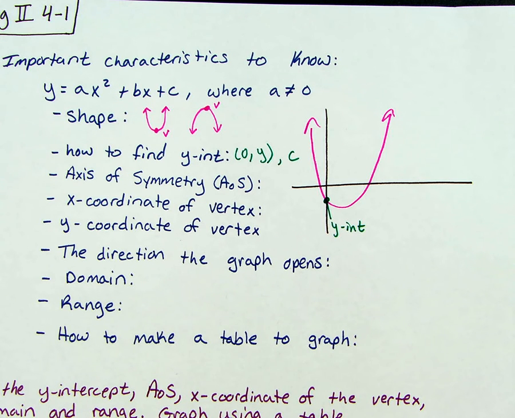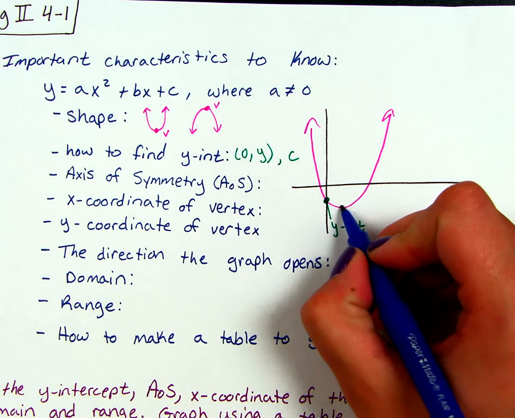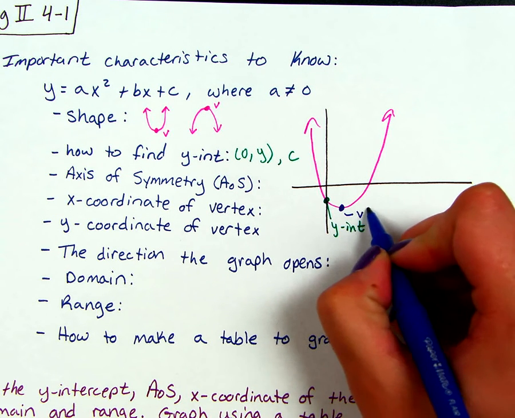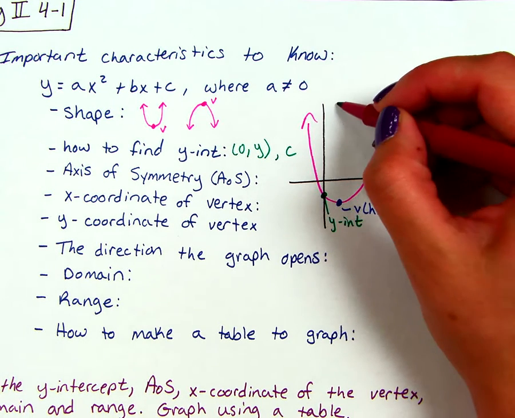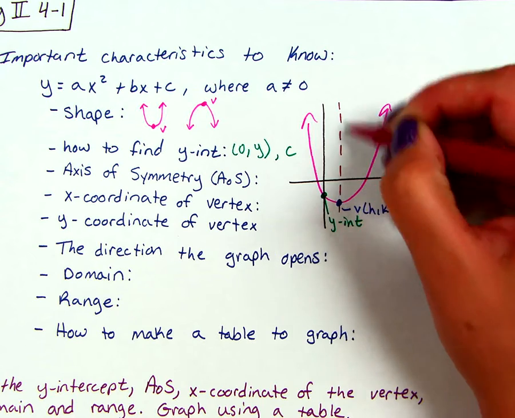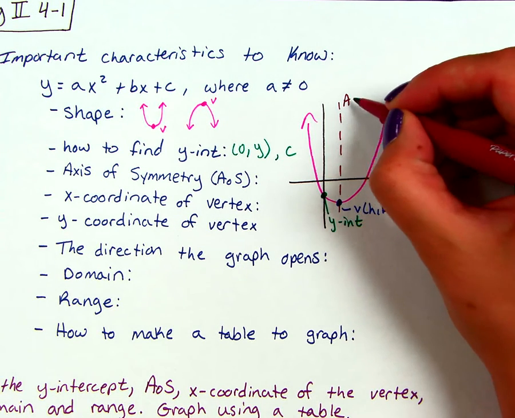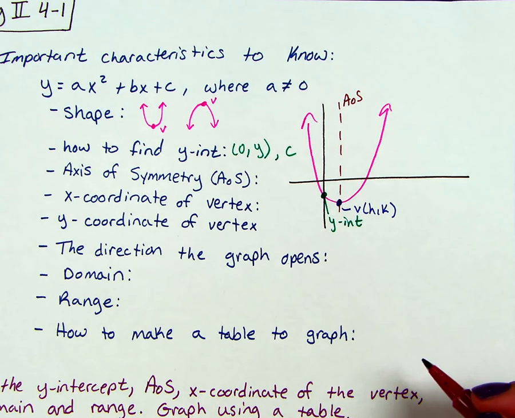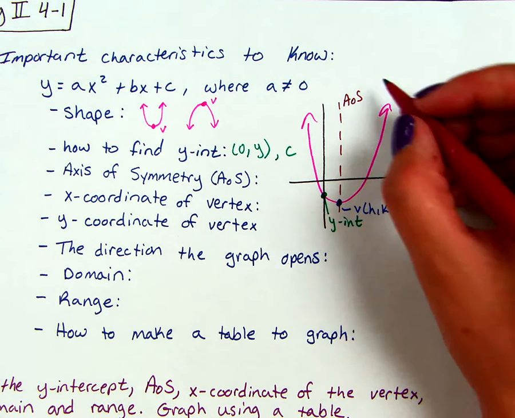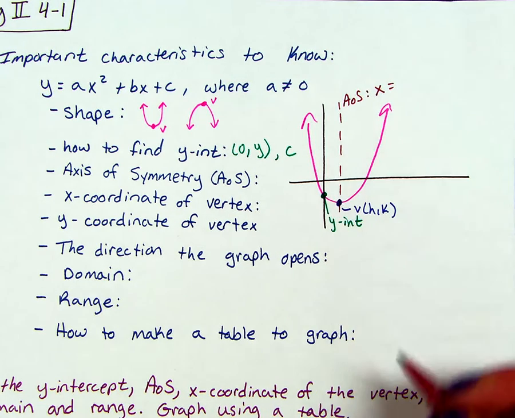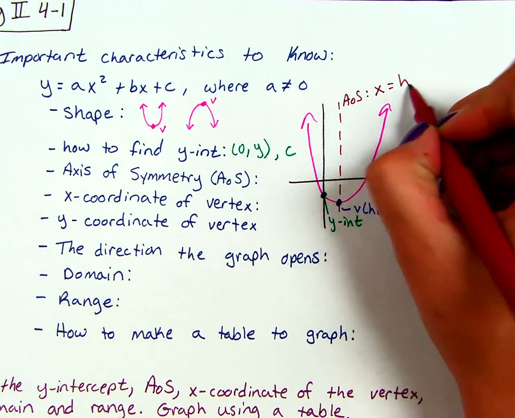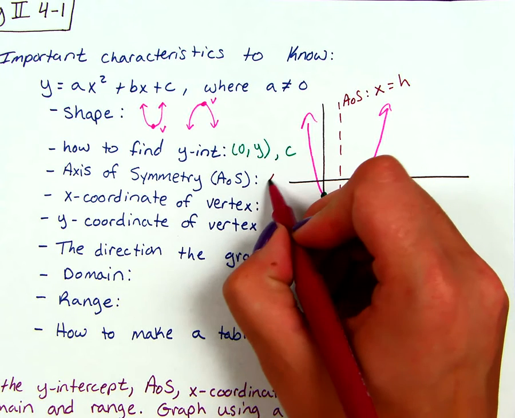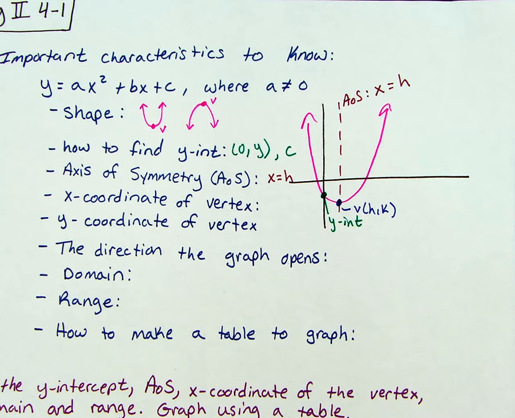Right, the next thing is the axis of symmetry. This is a line that cuts our graph in half. Remember, at the very bottom of our U shape, this is our vertex at (h, k). The axis of symmetry is going to go right down the middle, through the vertex. I'm going to abbreviate it as AOS for axis of symmetry. Since it's a vertical line, it's always going to be in the form of x equals. And since it's going through h, our x-coordinate, it's going to be equal to that. So the axis of symmetry is always x equals whatever h is.